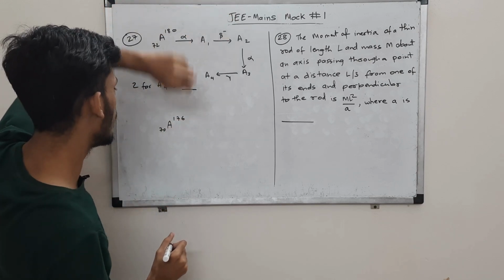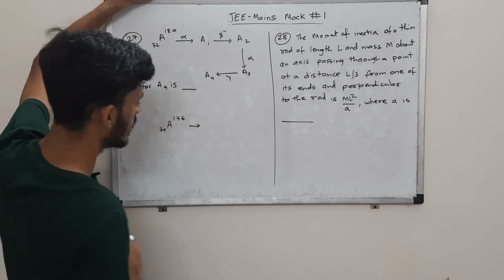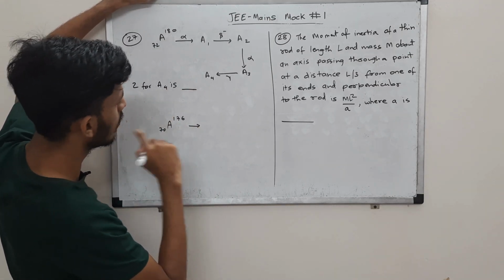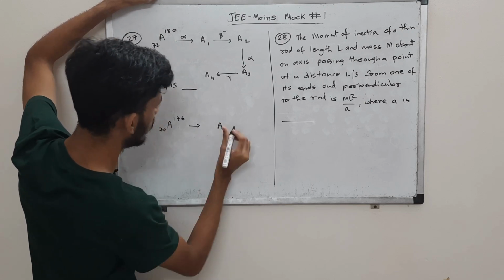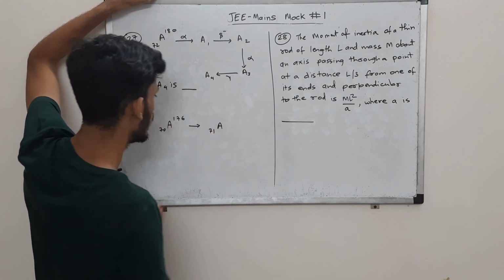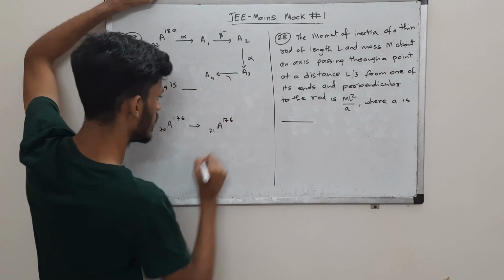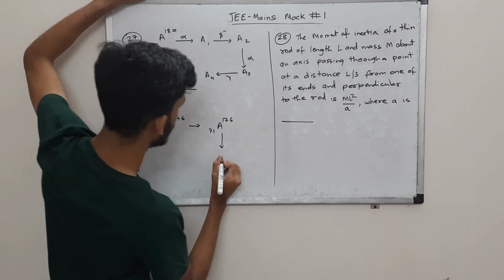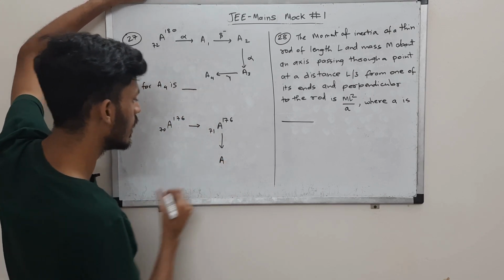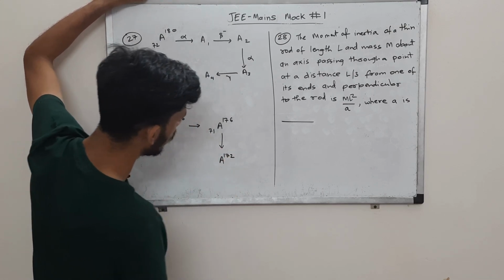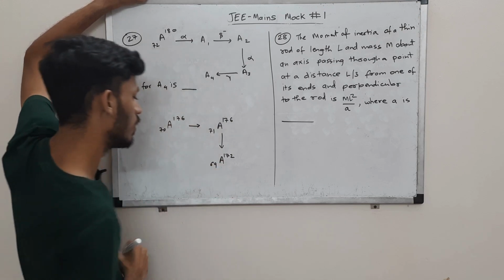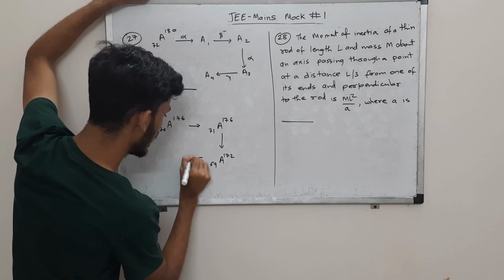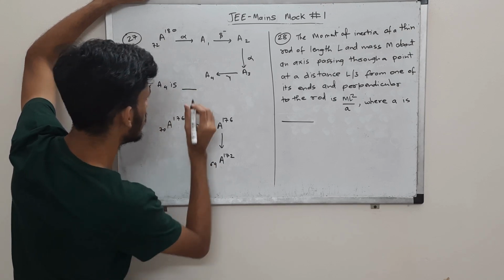Then we have a beta minus decay. For beta minus decay, the Z increases by 1, so it will become 71 and the mass remains the same. Then for alpha decay again, the mass will decrease by 4 and the atomic number will decrease by 2. And finally, gamma transition does not change anything.